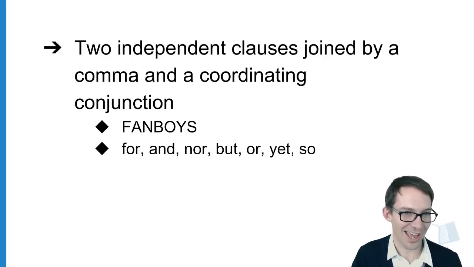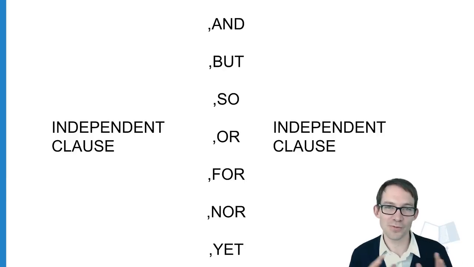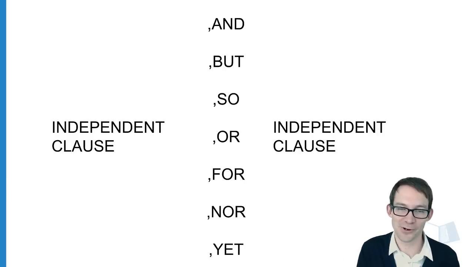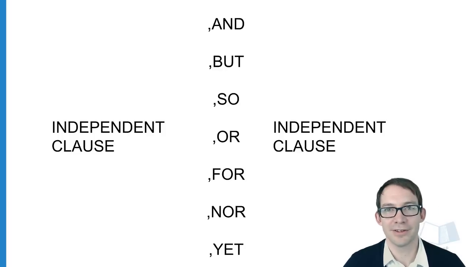But we'll look at some examples here. So fanboys, how do you use them? Just like this. You've got 2 independent clauses, meaning each group of words has a subject and a verb, and right down the middle, you've got one of those 7 conjunctions with a comma before it.